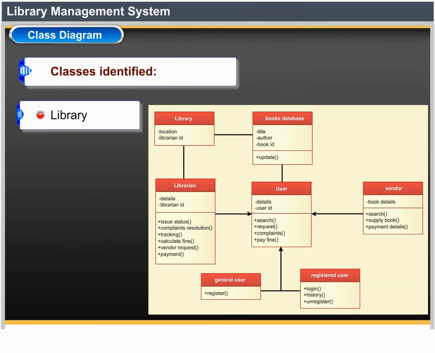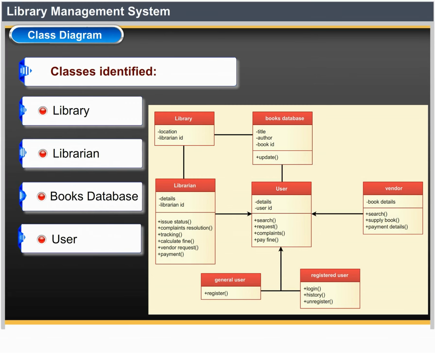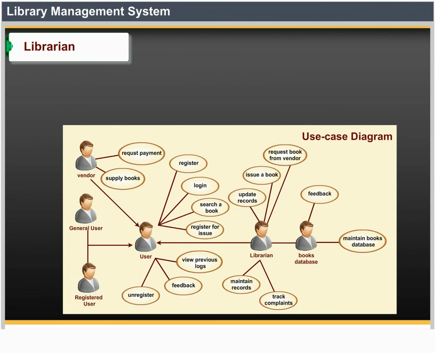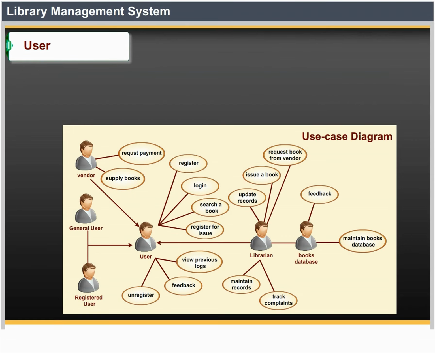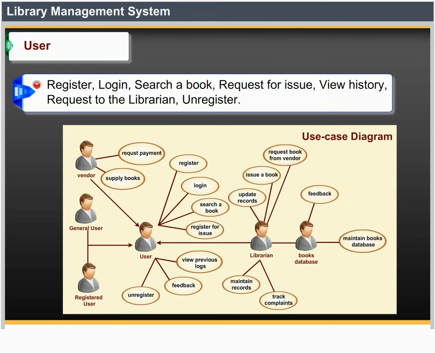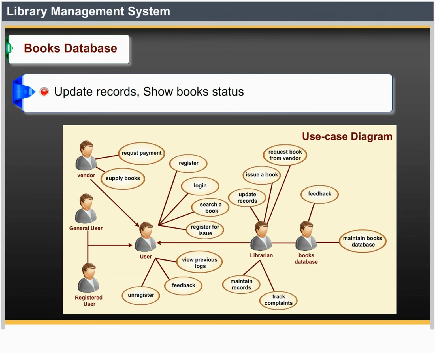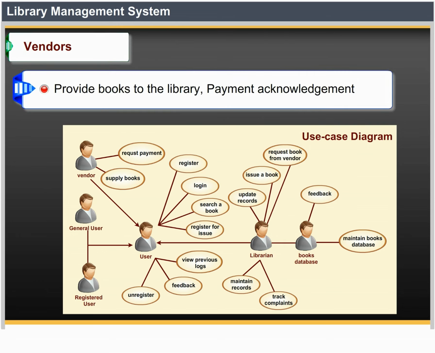Classes identified. Library, librarian, books database, user and vendor. Use case diagram. Librarian. Issue a book, update and maintain records, request the vendor for a book and track compliance. User. Register, login, search a book, request for issue, view history, request to the librarian and unregister. Books database. Update records and show book status. Vendor. Provide books to the library and payment acknowledgement.